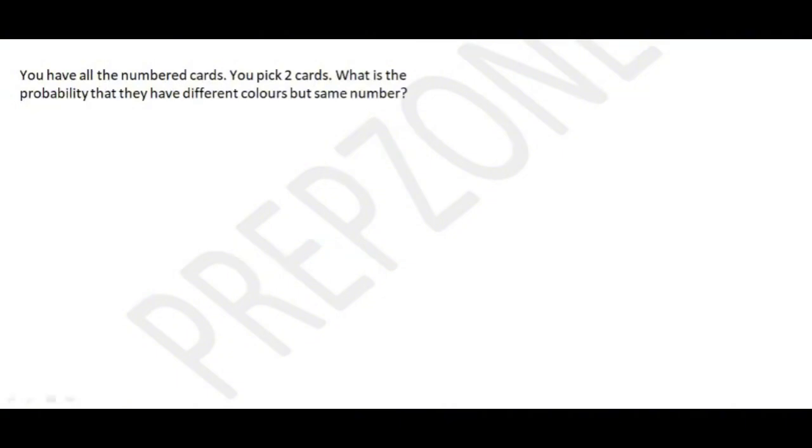So see, you have all the numbered cards, right? The only catch here is I'm talking about numbered cards. So I don't have 52 cards. I have only 9 cards in each suit. So in total, I have 36 cards now. You pick two cards. So method 1, subjective. Picking two cards, number of ways is 36C2. What is the probability that they have different colors but the same number?